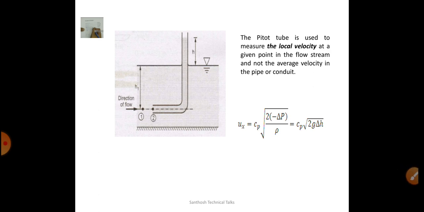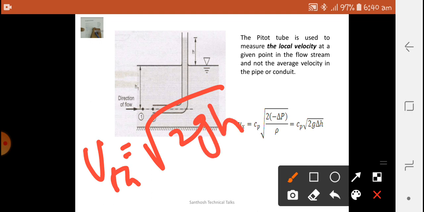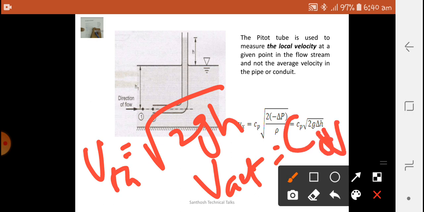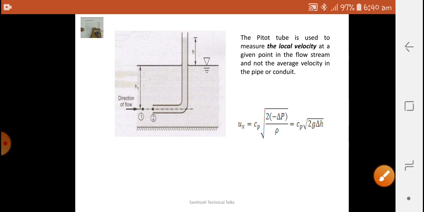So the Pitot tube is used to measure the local velocity of the flow stream. It is not the average velocity of the pipe or conduit. It cannot measure the average velocity. It can measure only the local velocity. So for finding the velocities, theoretical velocity is equal to root of 2gh, whereas actual velocity V actual is equal to CV into root of 2gh. So CV is the coefficient of velocity.